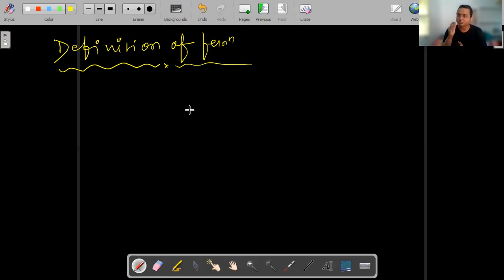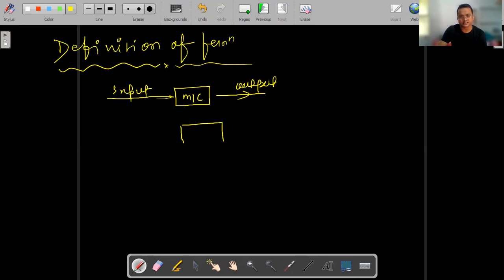Means what? If you put input in the machine, then you will get some output, right? So let us see, through a diagram, we will try to understand. This is, let's say, a machine. In this machine, if you give input, then you will get some output. Getting it? Let's say one example I am taking. Let's say this is a juicer. By this example, you will understand it very well.